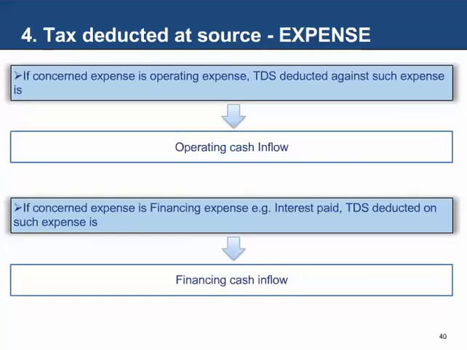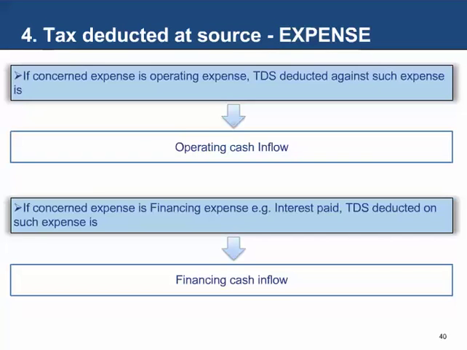inflow. So friends, for example, if an entity has taken loans from a bank, that loan would itself be classified as a financing cash inflow. Any interest paid on those loans would be classified as financing cash outflow, and any TDS deducted on such expense would again be classified as a financing cash flow.